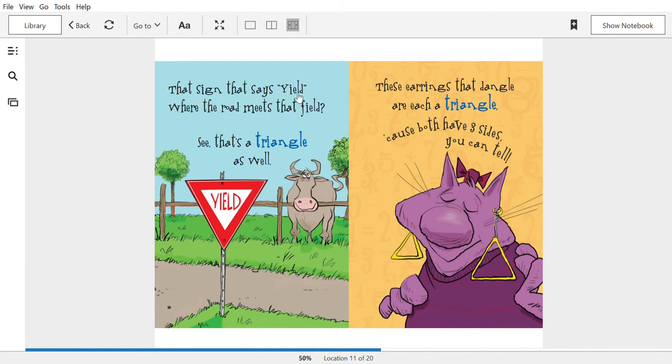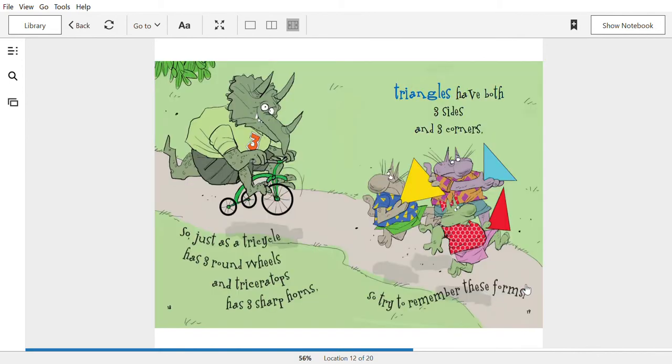That sign that says yield, where the road meets that field, see, that's a triangle as well. These earrings that dangle are each a triangle, 'cause both have 3 sides. You can tell. So just as a tricycle has 3 round wheels and Triceratops has 3 sharp horns, triangles have both 3 sides and 3 corners. So try to remember these forms. Now pause the video and write down a triangle that you see or think of and label it.